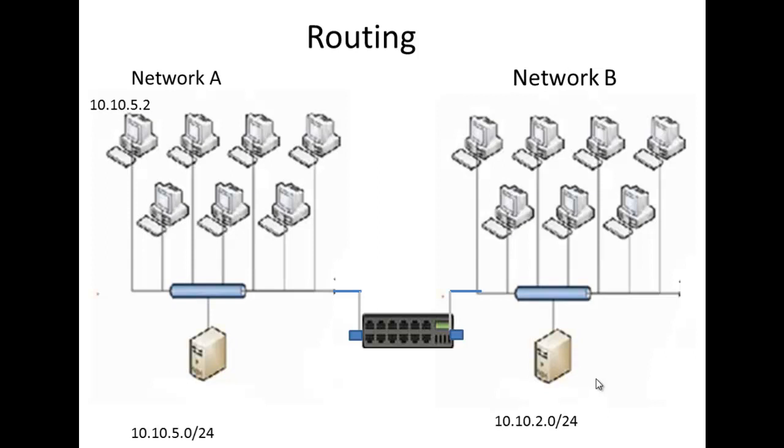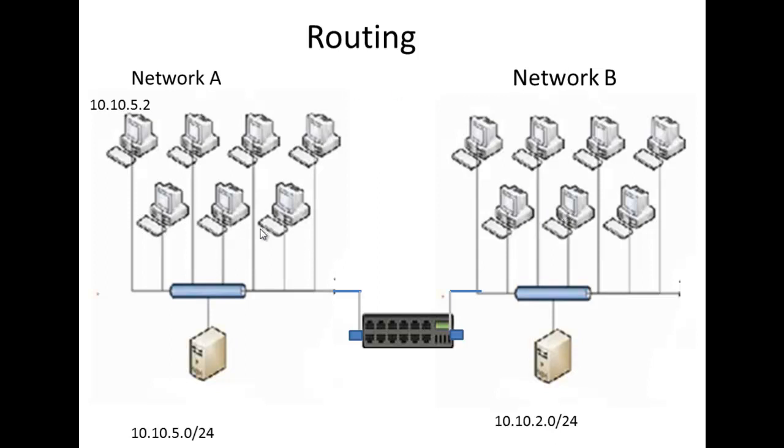In this session, we want to discuss routing. In our scenario here, we have two networks, network A and network B. The network address for network A is 10.10.50, and the network address for network B is 10.10.20. What we want to do is to allow traffic to move from one network to the other network.